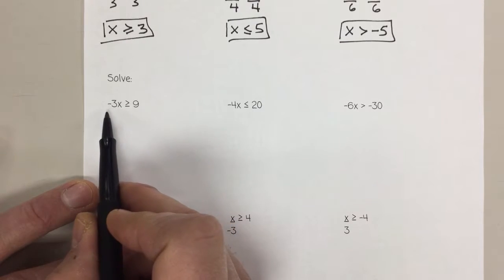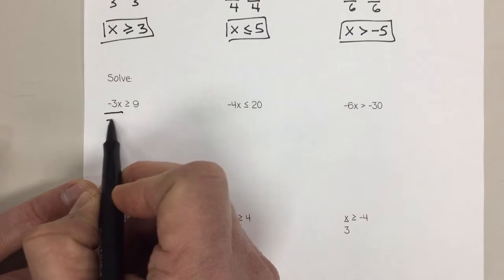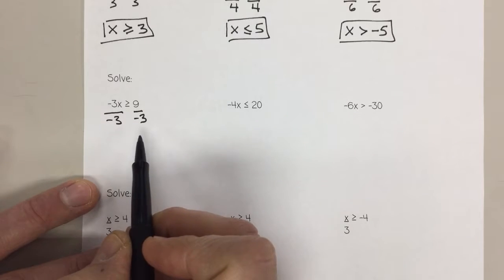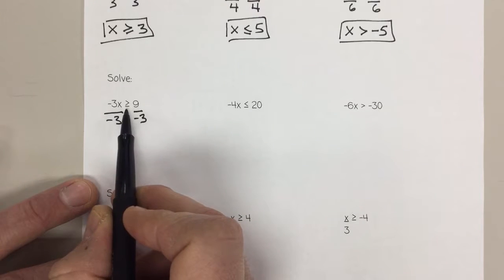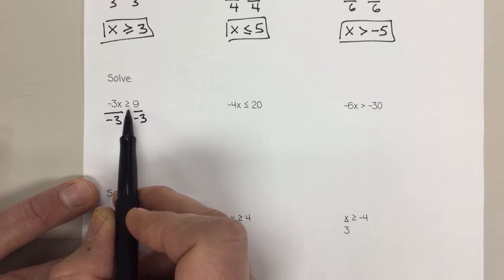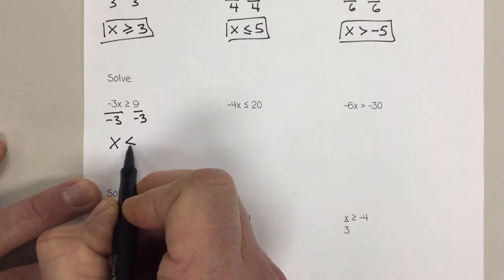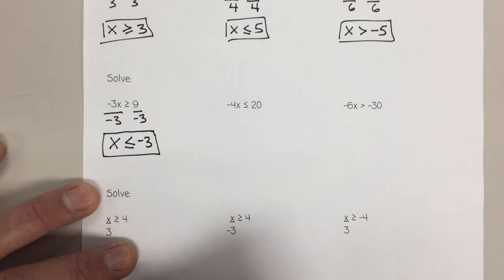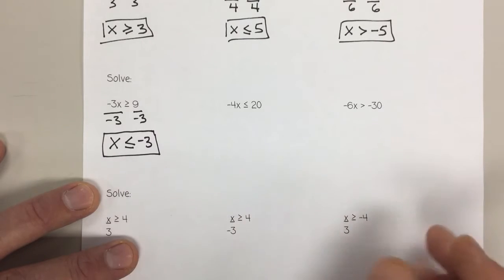In my first example, I have negative 3x is greater than or equal to 9. In order to solve this, I must divide both sides by negative 3. Anytime you're solving an inequality and you divide both sides by a negative number, that necessitates changing the direction of this symbol. So my answer would be x is less than or equal to negative 3. This only happens when we divide or multiply by a negative number on both sides of the inequality.